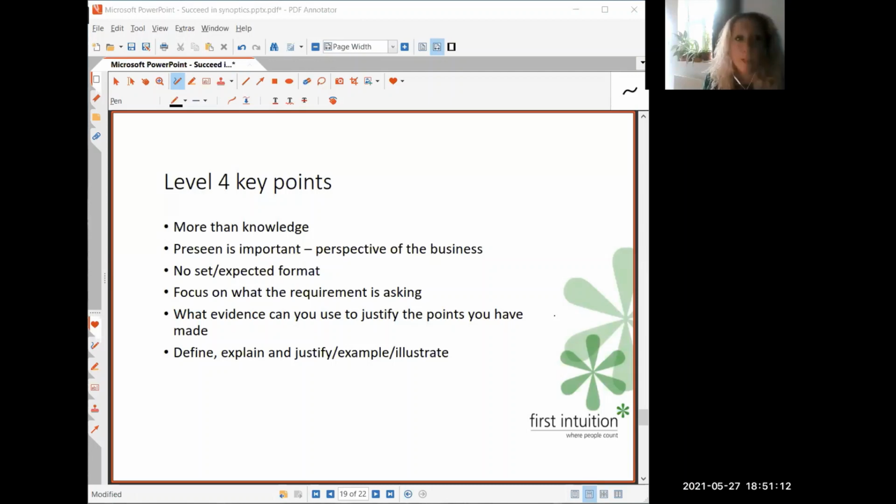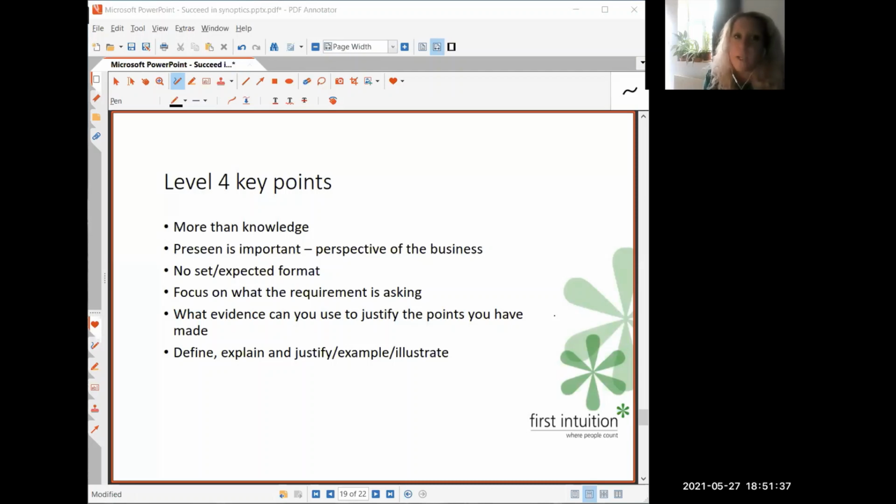Pre-seen, really important. Make sure you consider the industry that you're within. So currently we've got Veggie Delights. So we're looking at restaurants. Make sure you bear that in mind in your responses. What's important for them? What's good performance? What's bad performance? What kind of costs? Where's their revenue going to come from? What sort of people are going to be their customers?